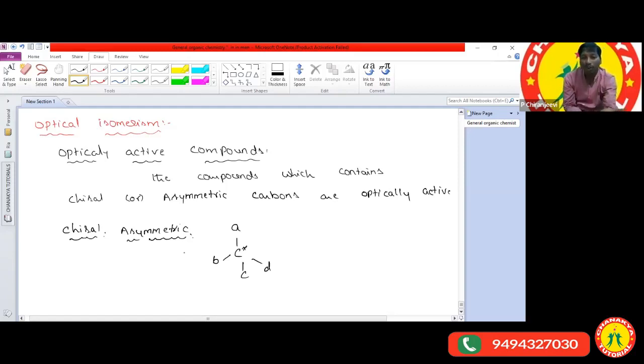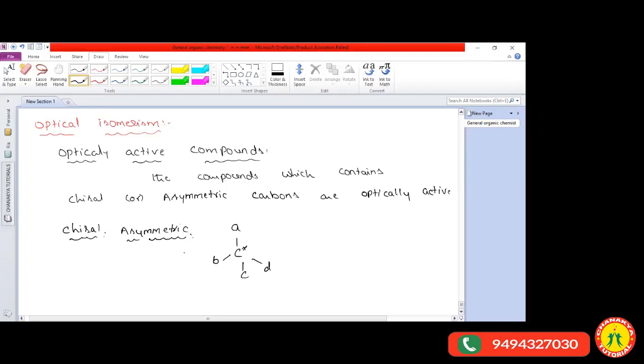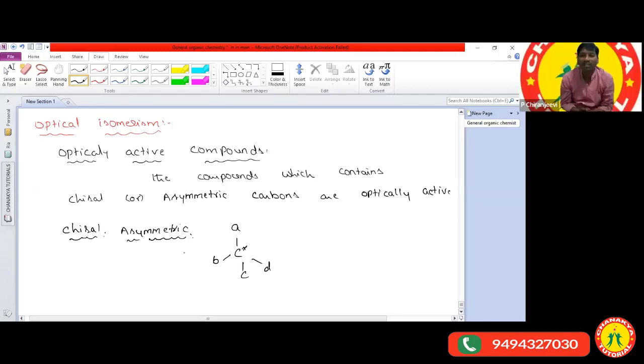Now, for the compound I wrote here, is it symmetric or asymmetric? Asymmetric, sir. If you won't get equal halves, we can call it asymmetric. So chiral or asymmetric means the carbon which is attached to four different atoms or groups of atoms is called a chiral or asymmetric carbon. Those compounds are optically active. Now you got the clarity.